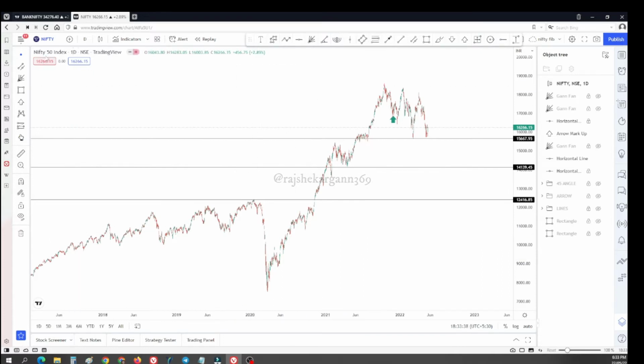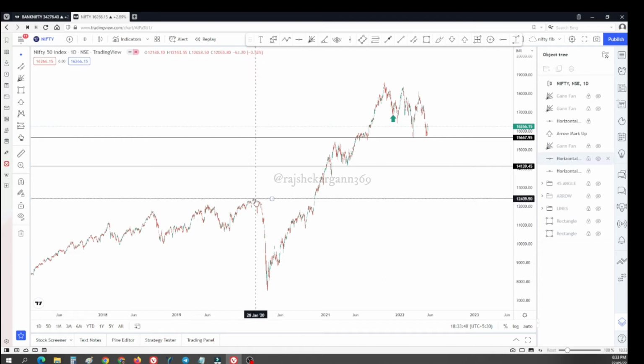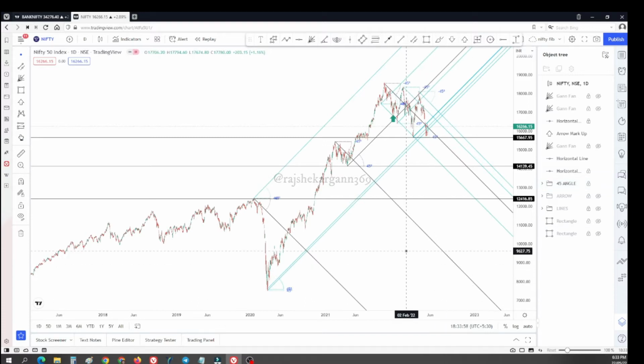Now, this is a chart of Nifty, and this was your previous bottom where we did the price cycle analysis, and this was equally important, which was the previous top. Considering these two coordinates, one is this top and one is this bottom, and this is all-time high. From these coordinates, when we plot 45 degrees, this is how it looks.